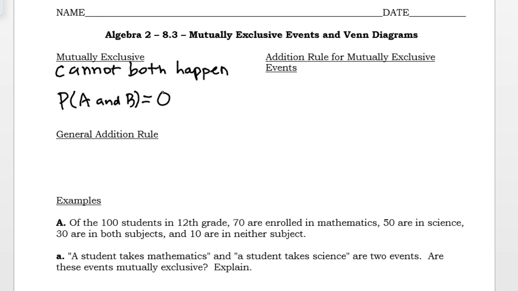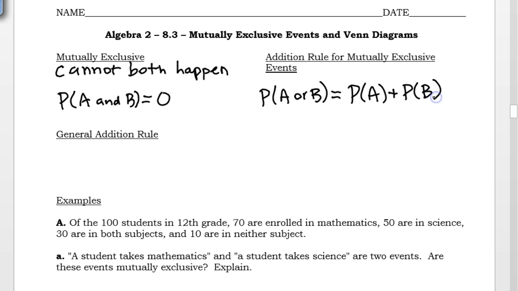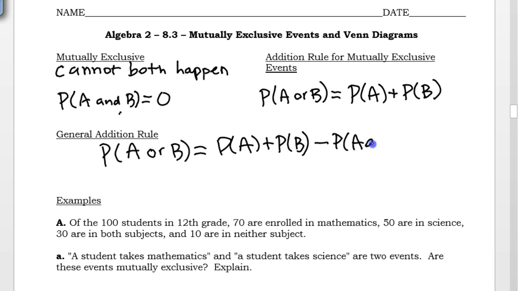If two events are mutually exclusive, then I can find the probability that either will happen, meaning the probability of A or B, by simply adding those probabilities together. If the events are not mutually exclusive, meaning the probability of A and B is not zero, then I would find the probability of A or B by adding the probabilities again, but then I'd also have to subtract the chance that they would both happen. If I didn't do that, I would be overinflating or double counting the probabilities. We'll get down to that in the examples.